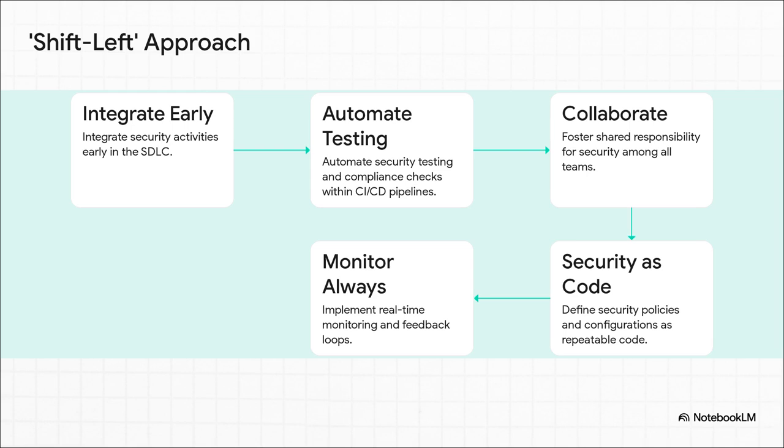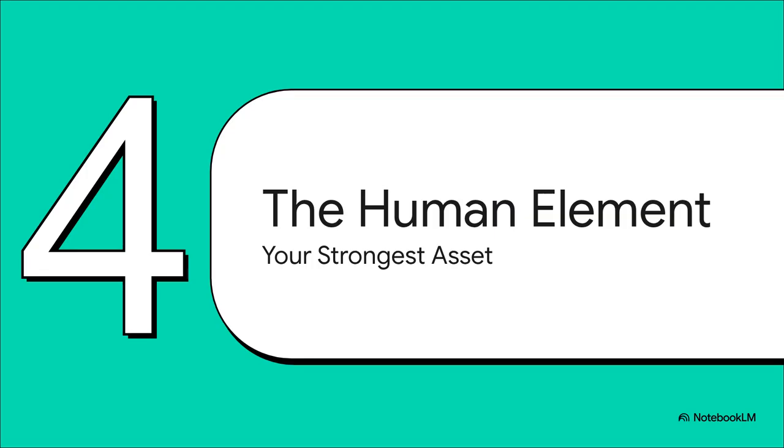I mean, fixing a security flaw during the design phase is easy. Fixing that same flaw after 1 million people have downloaded your app, that's a full-blown crisis. It's all about being proactive instead of reactive. But here's the thing. You can have the best technology in the world, the most brilliant security architecture, and it can all be brought down by one person clicking one bad link. And that brings us to the human element.